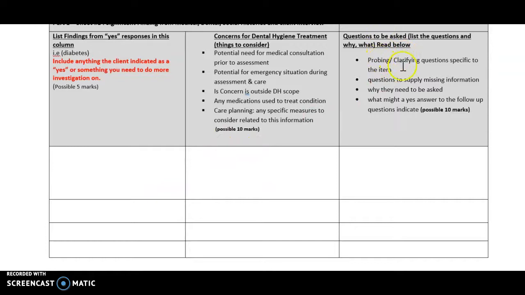This column is questions that you would ask the client. So probing questions to get more information on this answer. Why they need to be asked the question, and what, if they say yes, might be a follow-up question. So just sort of to give you an idea to think it through if you were doing an interview with your client about their medical history, what are you going to ask them? So that gets all filled out.